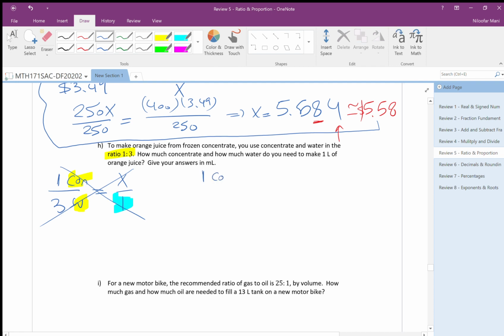1 concentrate over 1 plus 3, because I'm talking about total, equals x over 1 liter. Perfect. I can find the answer now. So 1 over 4 equals x over 1. So it is 1 equals 4x, and x is 1 over 4, which is 0.25 liter.